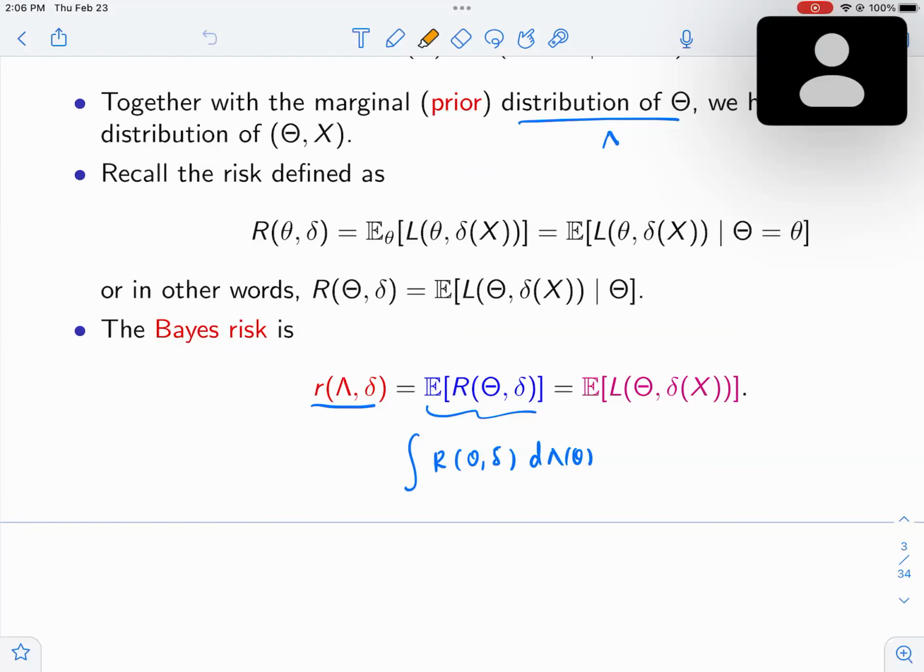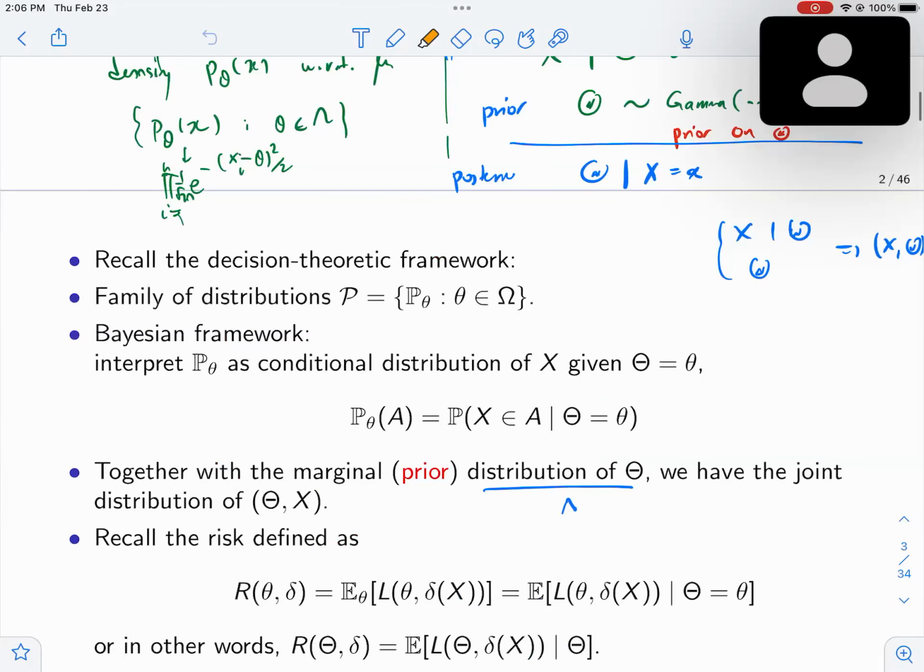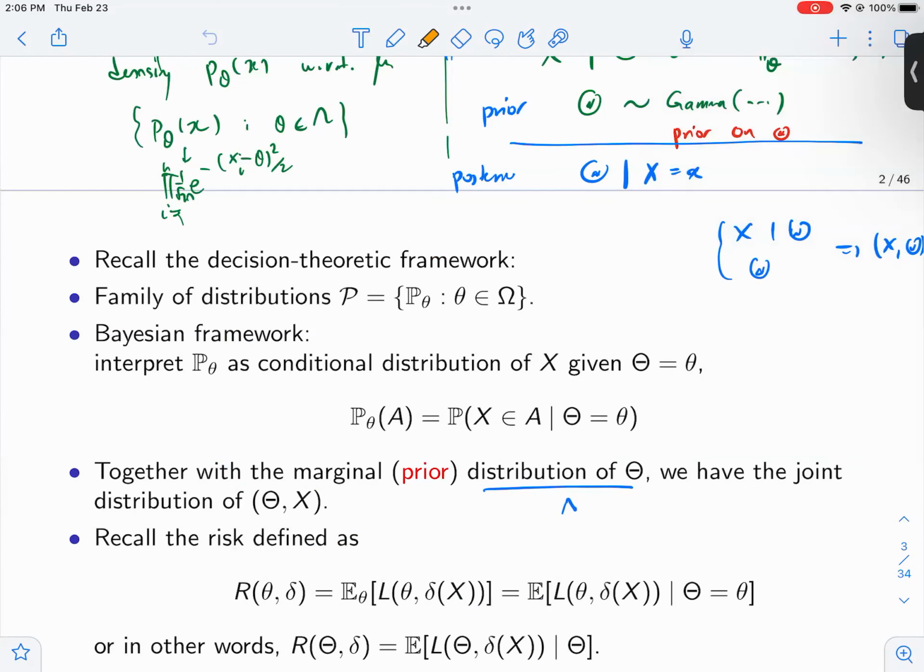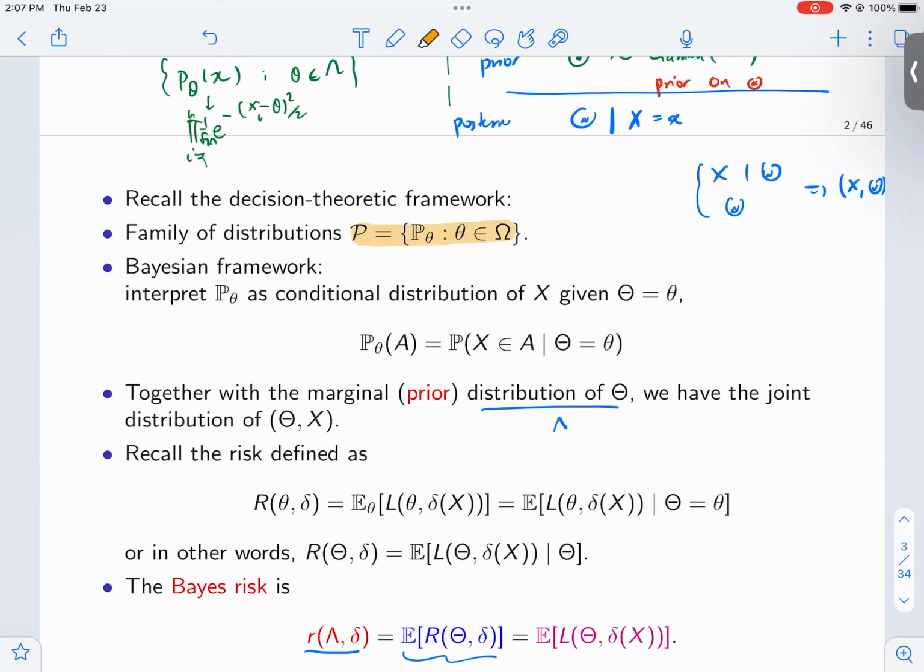So we were discussing the idea of the Bayesian approach and how we can view Bayesian statistics through the lens of decision theory. The idea was that in the frequentist approach, or the decision theoretic approach, we started with a probability model for our data, which is a parametric family of probability distributions.